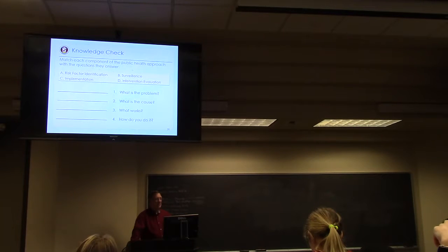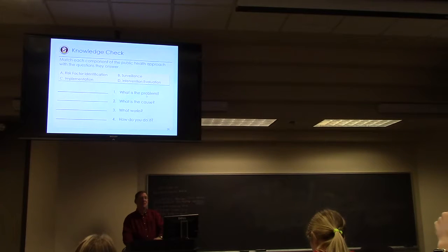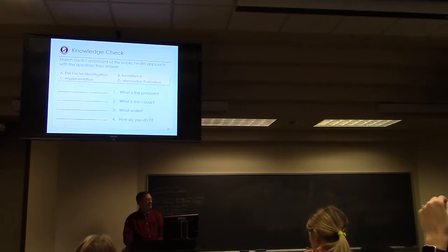Okay, here are these elements again of the public health approach. What is the problem? What is the science that does that? It's going to be surveillance. What is the cause? Probably risk factor identification. What works?